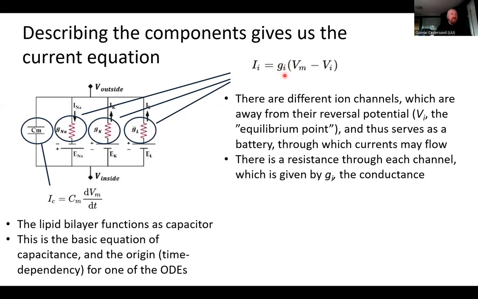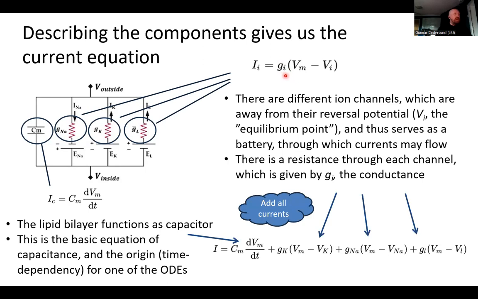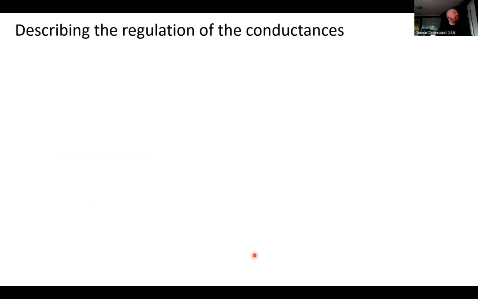So this conductance here is then specific to each ion channel, and this is what will lead to the other differential equations. But before we turn to those, let's just sum up these components here. So we have this current here, and we have these currents here, and they simply add up. So we just add them together, and then we have the total current. And if you want to create a standard form of a differential equation, then you simply move this to the left-hand side and you divide by Cm. So this is the first differential equation.